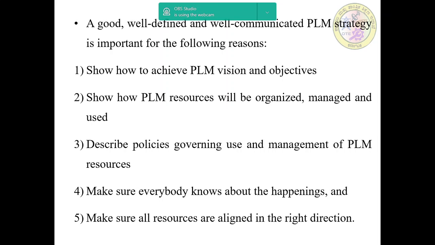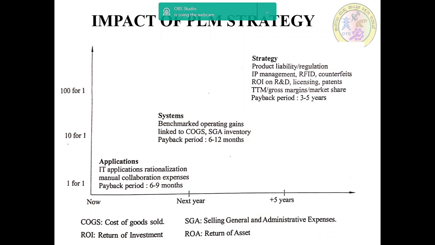Typical resources addressed by a PLM strategy include product data, IT applications, processes, methods, people and equipment. That is related to introduction to PLM strategy. Next we'll go for impact of PLM strategy.